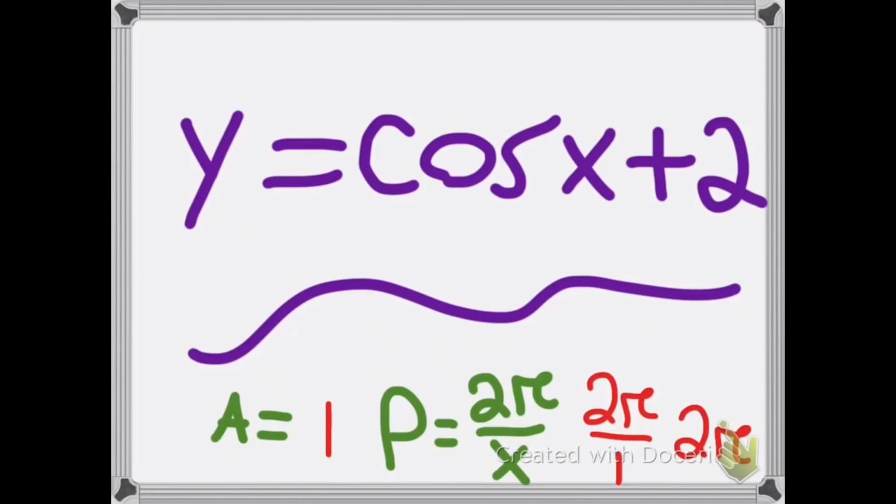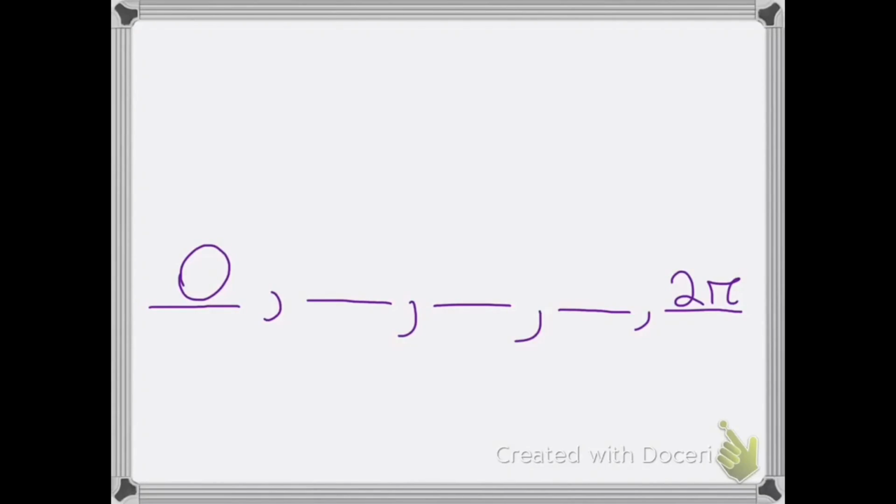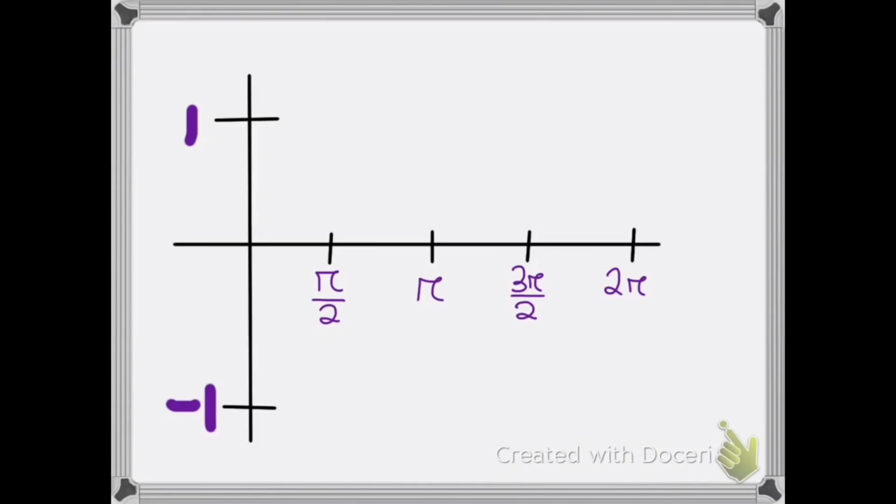Now we need to plot points. So to plot points, we need to know the 3 points in between 0 and 2 pi. So half of 2 pi is going to be pi, half of pi is going to be pi over 2, and in between pi and 2 pi is 3 pi over 2. So now we need to graph these points.